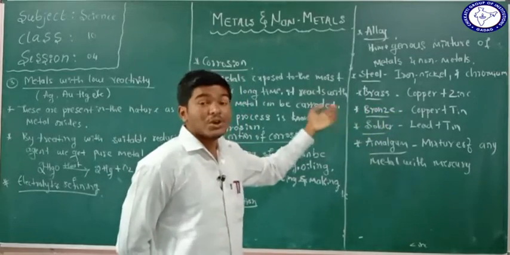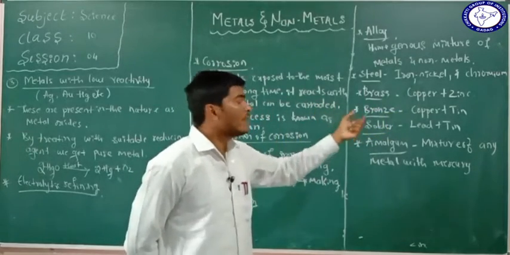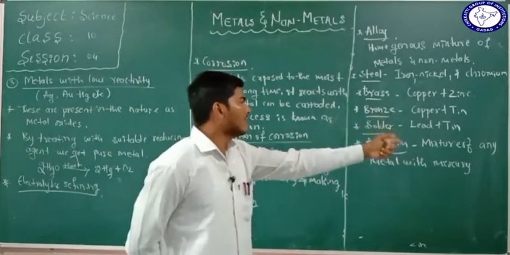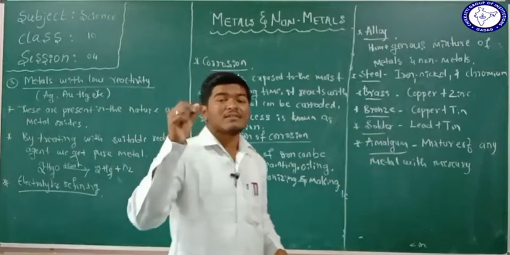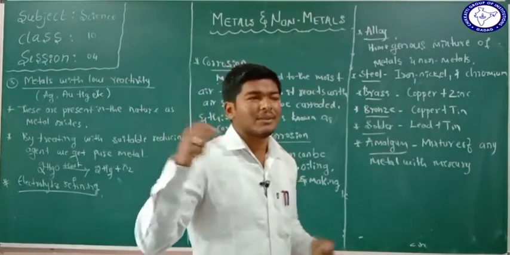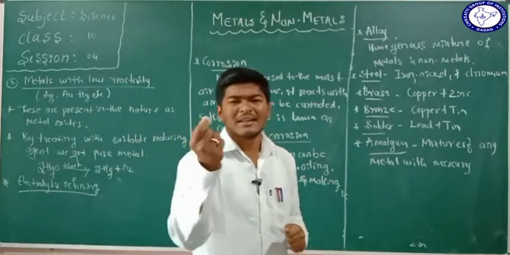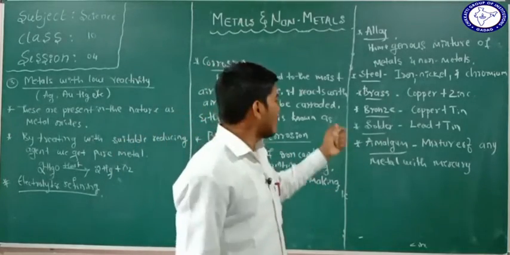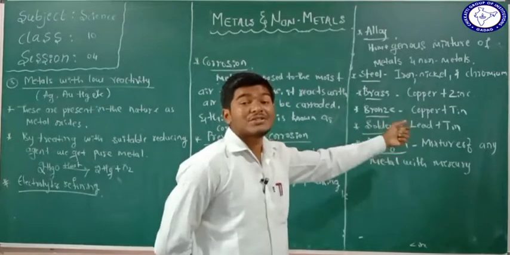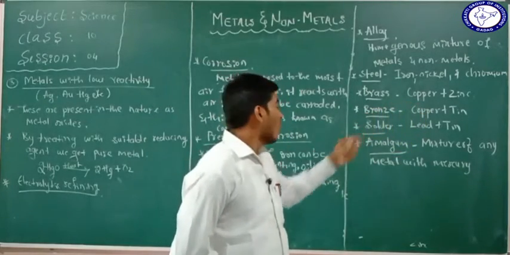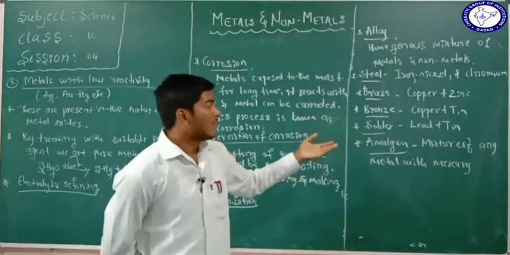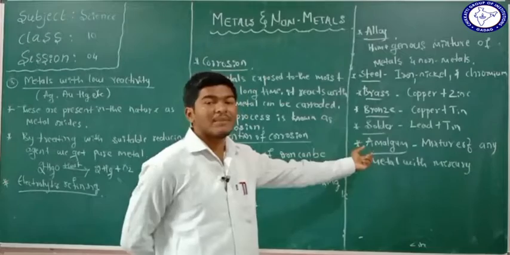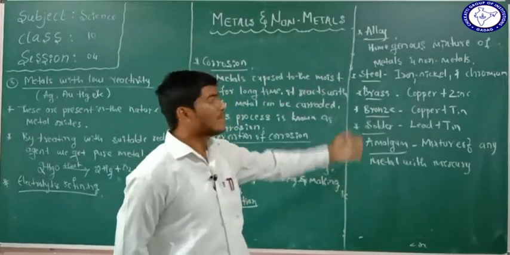And bronze is the mixture of copper and tin. It is also a mixture of two metals, nothing but copper and tin. And solder: in some repairing shops, they use a metallic wire to solder things. That solder wire is made of a mixture of lead and tin. So it is one of the alloys here. And amalgam is a mixture of any metal with mercury. It is another type of alloy. These are all examples of alloys.